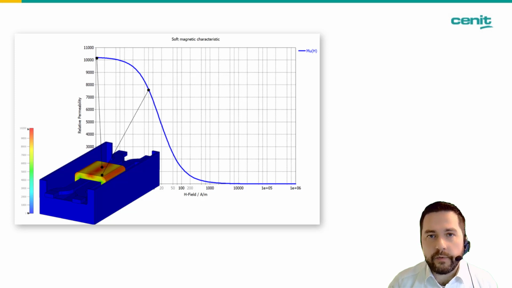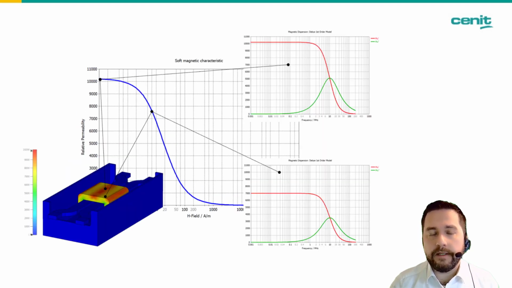But CST Studio Suite offers a really good workflow where you can combine the low frequency simulation with a high frequency simulation. In the low frequency simulation, you're simulating the influence of the H field on the static permeability, and then you're considering the static permeability locally in the high frequency simulation in order to take this effect into account. Now we'll show you how to do that in CST Studio Suite. Let's start.